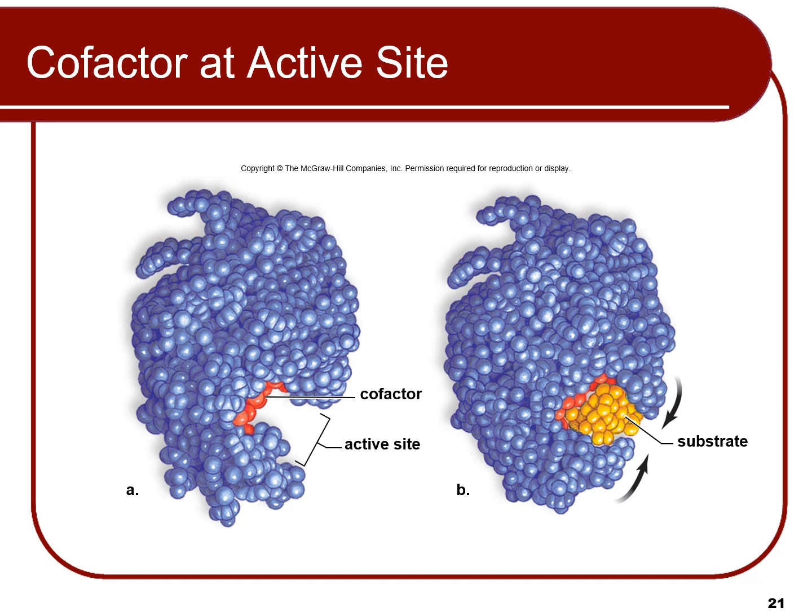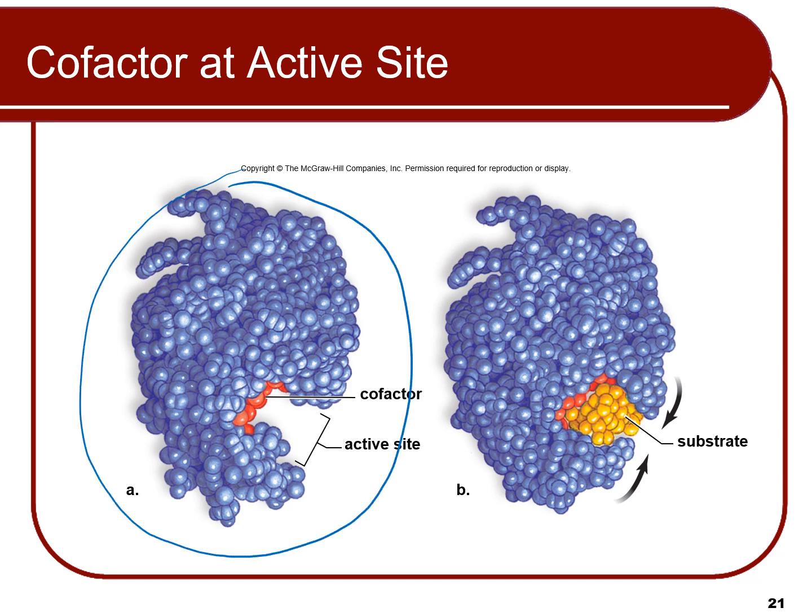Some enzymes also require cofactors, which is another molecule that's needed. So this big blue blob here is the enzyme. This is the active site, and sometimes cofactors are needed for the substrate to be able to attach properly to the enzyme. So that little red thing here is the cofactor. If the cofactor wasn't there, the substrate couldn't attach and the enzyme wouldn't work properly.